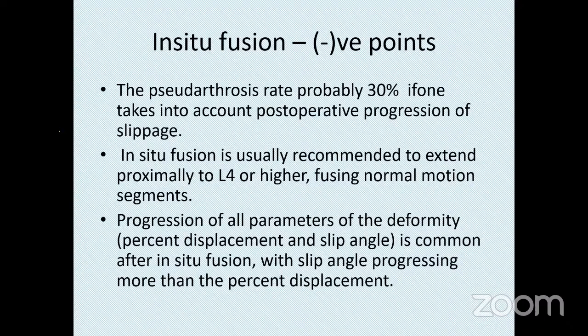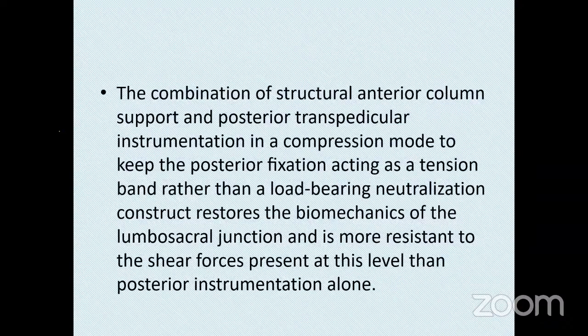In situ fixation, what are the things which go against in situ fixation? The pseudarthrosis rate is very high. Usually whenever we do in situ fusion, the chance of the slip persisting is there. So it's always recommended that you add segments higher up, proximally. By doing this, we end up using one normal motion segment. So that's a very big negative point of in situ fixation. And even after this, there is some chance of progression of all the parameters of deformity after in situ fixation.